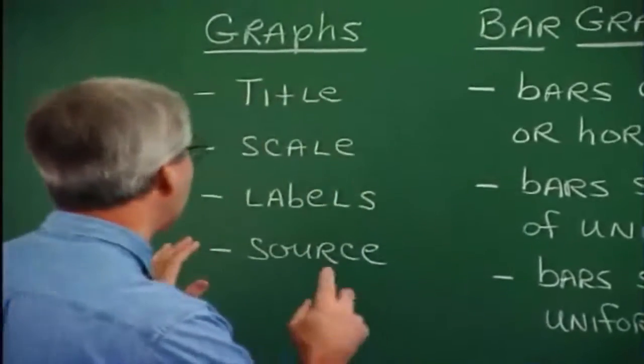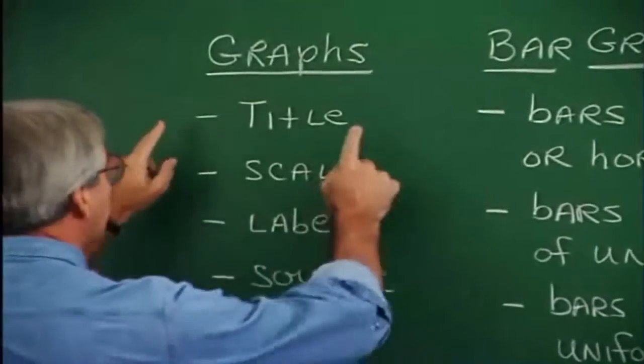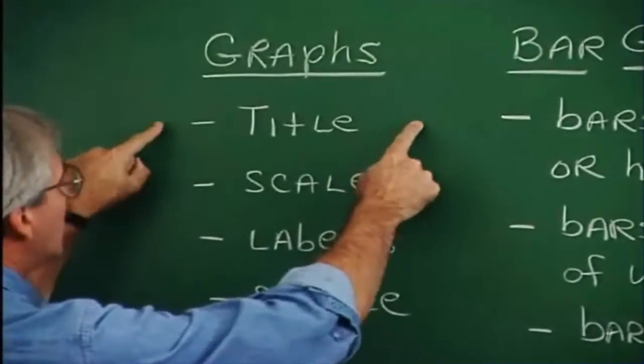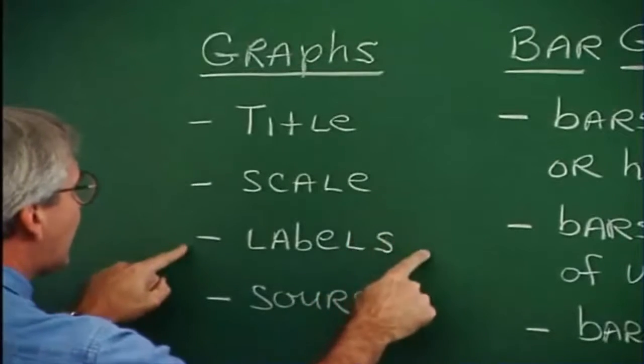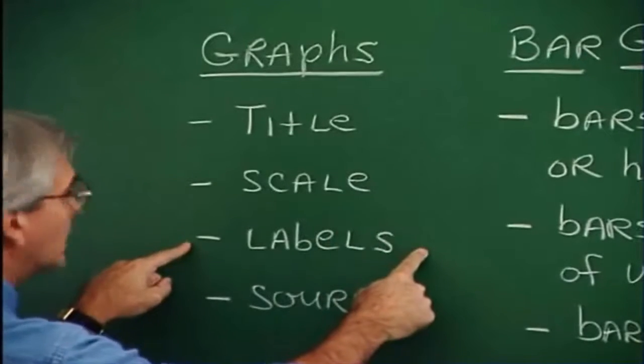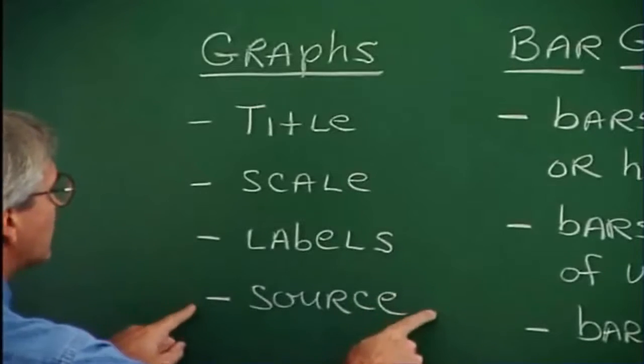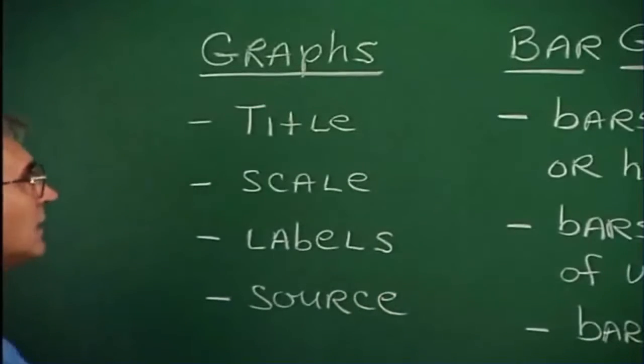Now, graphs have these characteristics. They all will have some kind of title. There'll be a scale of one kind or another, and there'll be labels on whatever scale we're talking about, and a lot of times the source of information is given as well.